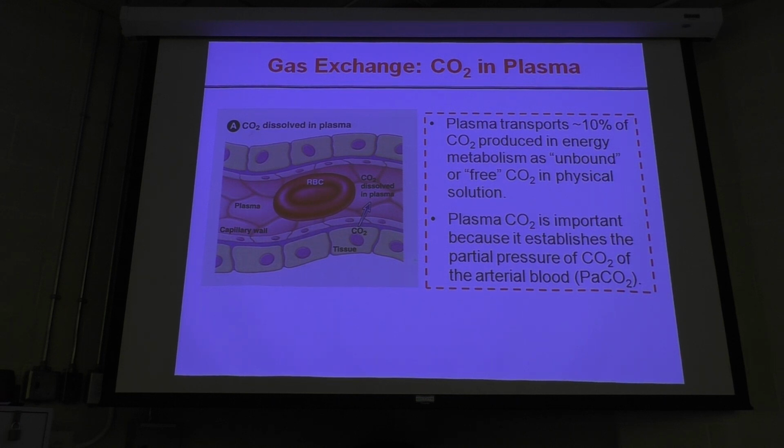So again, if we're looking at it in the lab, if we're measuring somebody's level of CO2 retention, this is actually what we're measuring. We're measuring in large part the partial pressure of carbon dioxide dissolved in the plasma as the arterial PCO2.